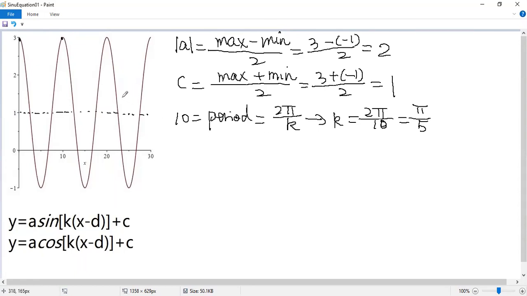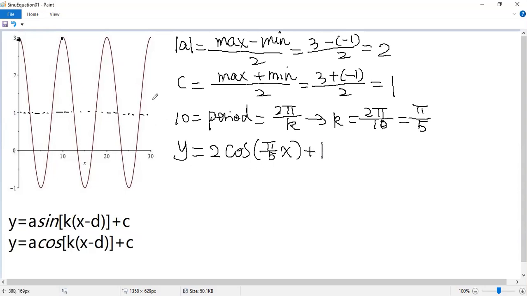Now let's look at the phase shift. It starts from the maximum and goes down, so it has the same pattern as cosine. If we use cosine, then there's no phase shift and a is positive. So the equation can be written as y equals 2 cosine of k, pi over 5, times x minus d, where d is 0, so just x, plus c equals 1.